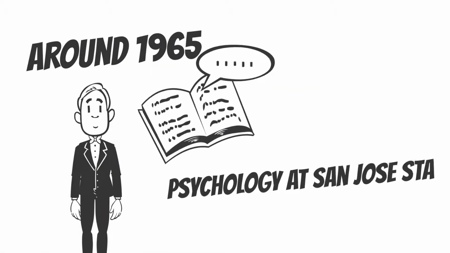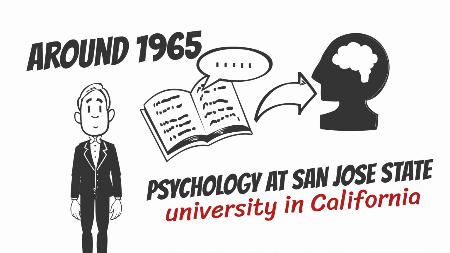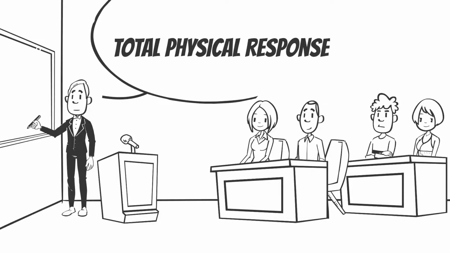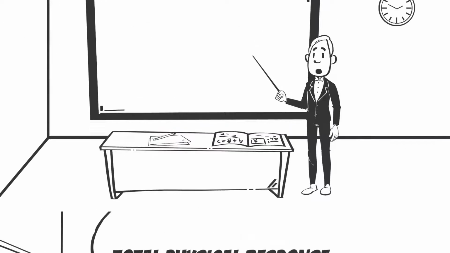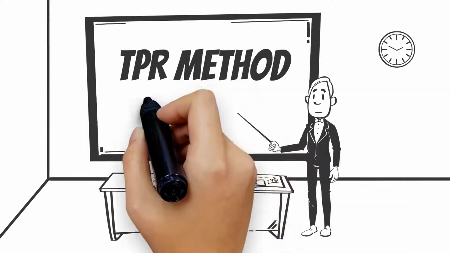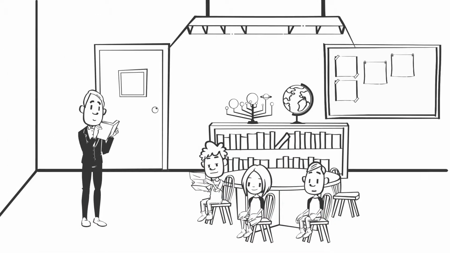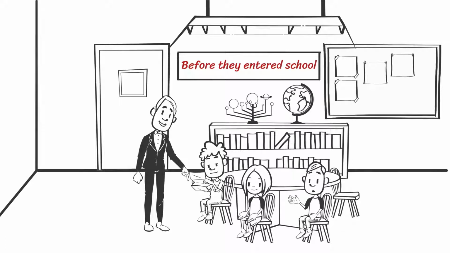Around 1965, James Asher, a professor of psychology at San Jose State University in California, developed the teaching method called Total Physical Response, or TPR for short. Asher developed the TPR method of teaching after realizing that most children learn the grammar and vocabulary to their native language without any direct instruction, and before they entered school.